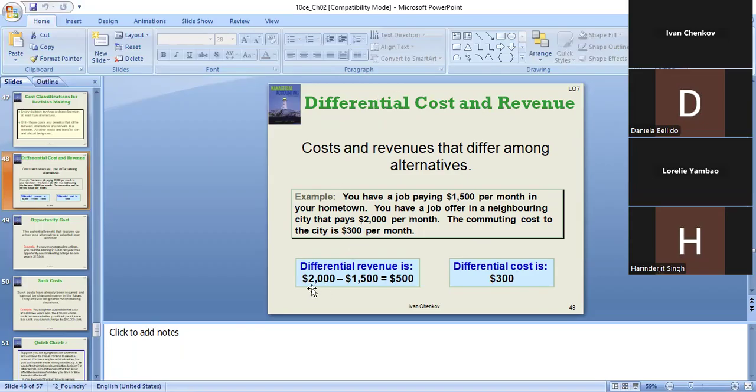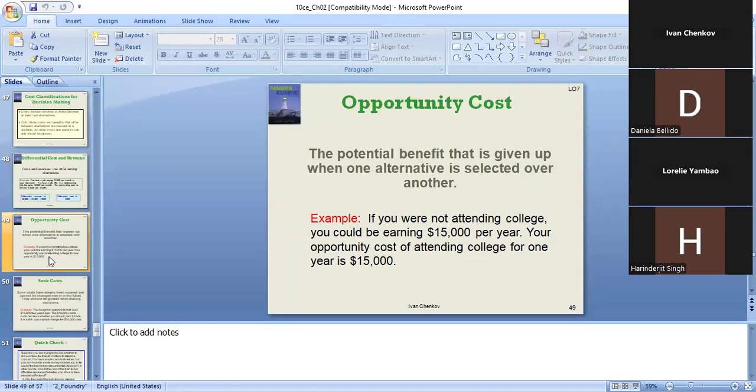So how are we going to do this? First, what's the difference between the new job and the old job? $500. But I have to spend $300 more. Whatever I'm spending, is it more than what I'm getting? No, it's not. So actually I'm going to end up with $200 more. When I add $200 to $1,500, I'm going to end up with $1,700. That's obvious here.